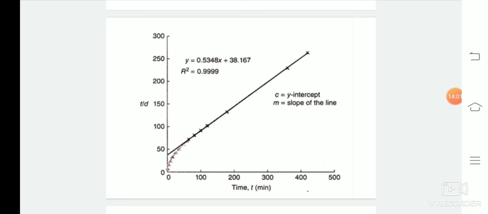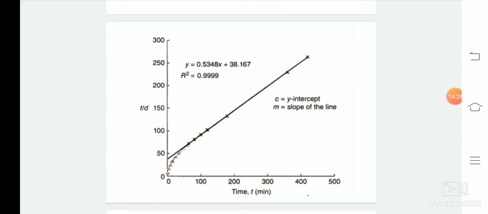Then the coefficient of consolidation is determined from the relationship Cv equals B m d squared divided by c, where Cv is the coefficient of consolidation and it depends on time and the depth and height of the sample, and B is a constant which equals 0.297. m is the slope of the extended straight line portion of the t versus t by d plot, c is the y-intercept of the extended straight line portion of the t versus t by d plot, and d is the length of the drainage path.